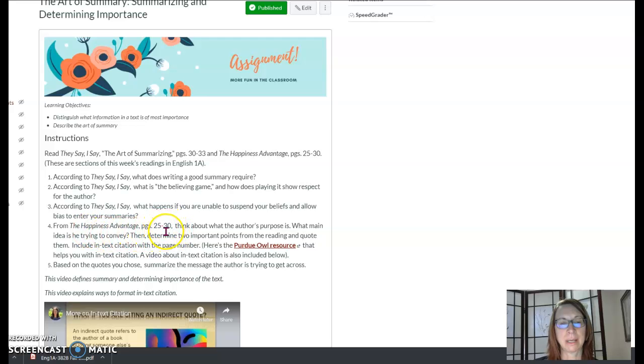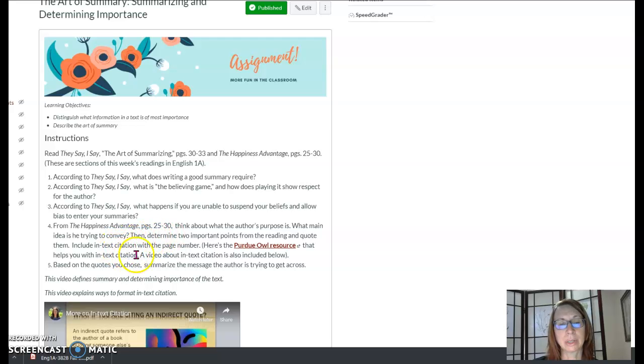So once you describe what a good summary means, I would like you to read this portion of The Happiness Advantage and think about what the author's purpose is here. Now, when you're determining importance of a reading, it's always good to think about what the author's purpose is, because that can help you decide which ideas that author's trying to get across.